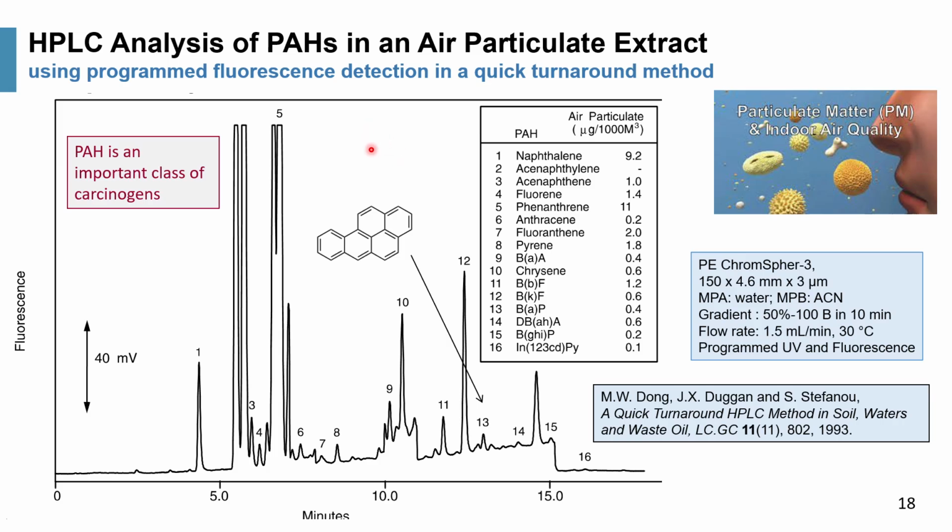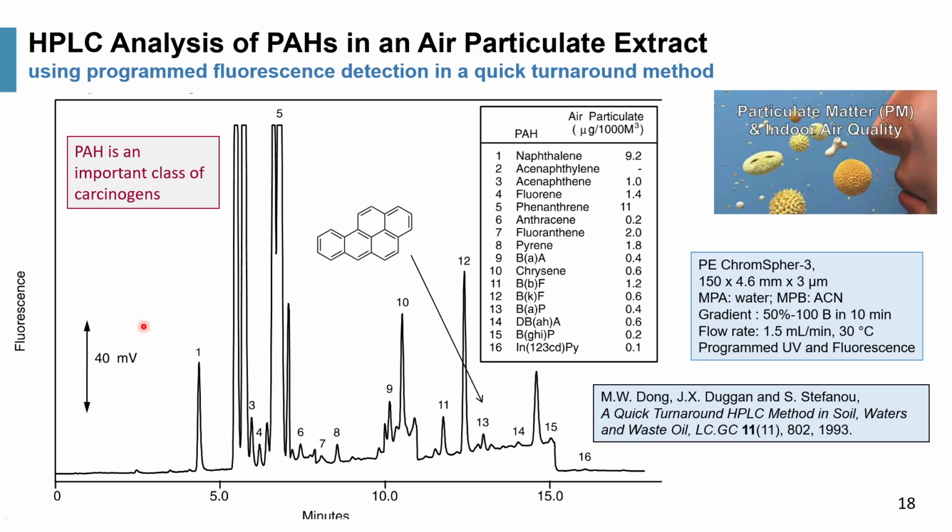So I worked on it in one summer and developed a quick turnaround HPLC method using something called programmed fluorescence, right? If you have something very specific, at that time mass spec was not very common, right? So the programmed fluorescence methods are very specific, and they actually allow you to inject even some very complex soil samples very easily with some very simple cleanup.